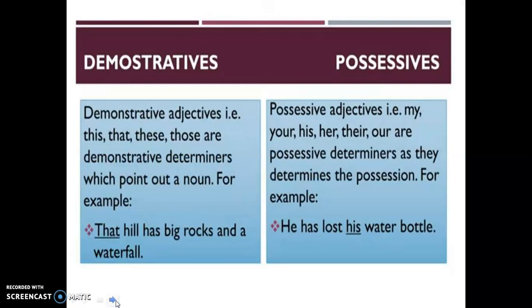So, demonstratives and possessives. Demonstrative adjectives: this, that, these, those are demonstrative determiners which point out a noun. For example, that hill has big rocks and a waterfall. Possessive adjectives, for example, my, your, his, her, their, our, are possessive determiners as they determine the possession. For example, he has lost his water bottle.